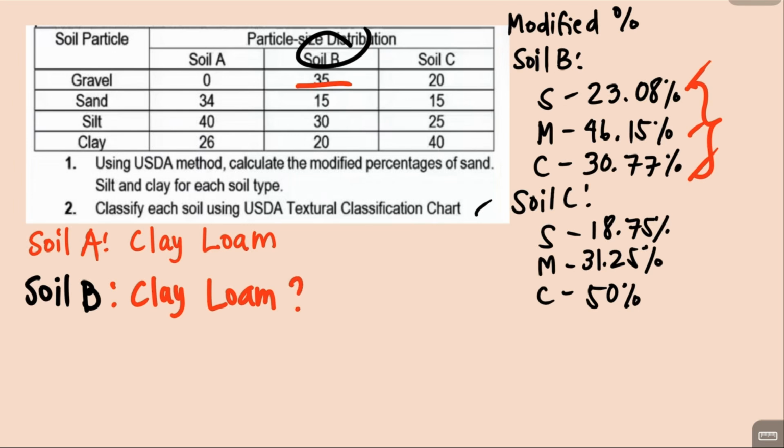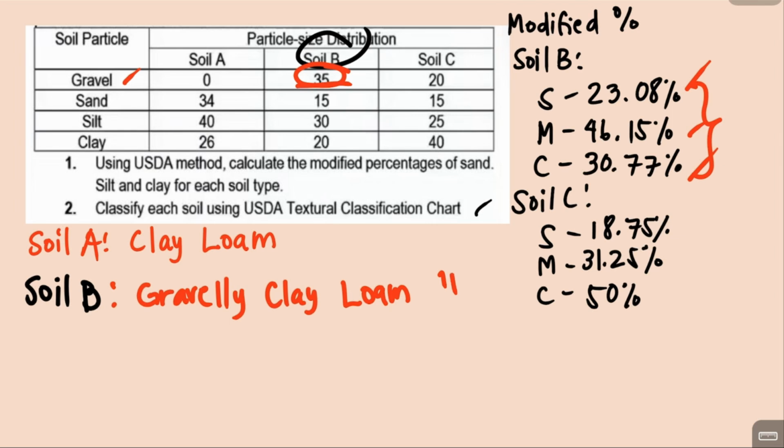But is this correct? Technically, this is wrong because initially we removed the gravel. So basically, we will go back to adding the percentage of gravel. Our reading will be gravelly clay loam. Just remember that after modifying, if you have a gravel percentage originally, you have to reconsider the gravel percentage.